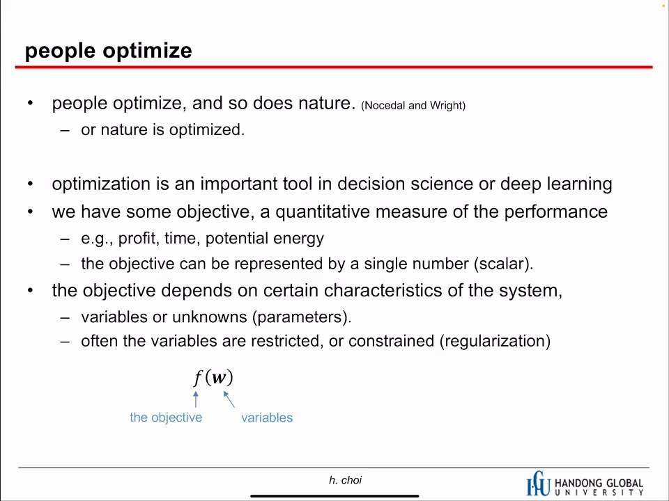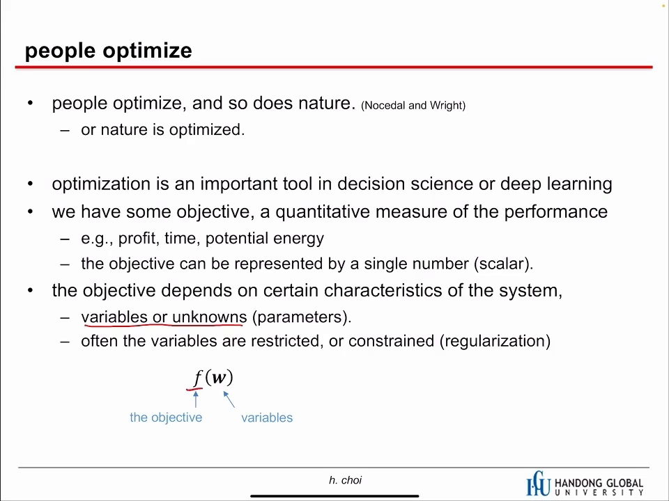So it is really complicated to optimize our lives, but fortunately, in deep learning or machine learning, we can come up with one single number as an objective function. It could be a loss function. And the objective depends on certain characteristics of the system. These characteristics can be described by variables or unknowns, parameters. Often the variables are restricted or constrained. In that case, we can have a regularizer, which is a topic of the next chapter, regularization.